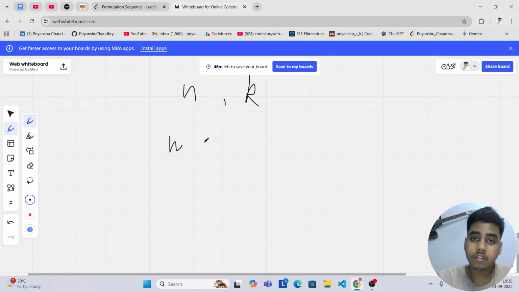Creating all the possible permutations will take n factorial. Then I will store them in a vector, which will take extra n time complexity, and then I will sort it. We all know sorting takes x log x, so here x is n factorial, and sorting it will take x log x. This is a very high time complexity, so we cannot go with the brute force approach.